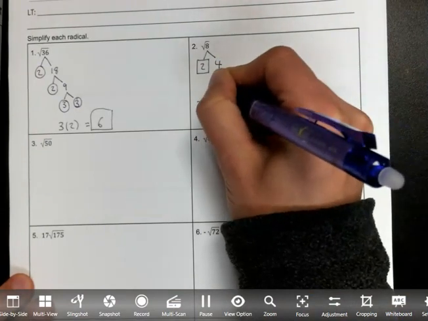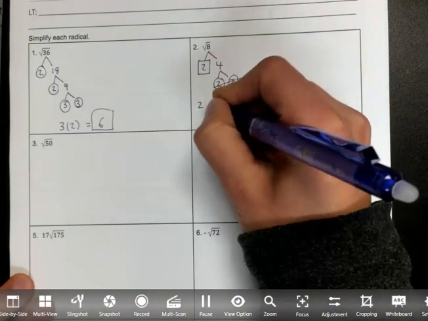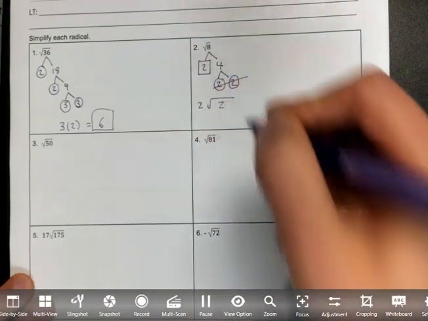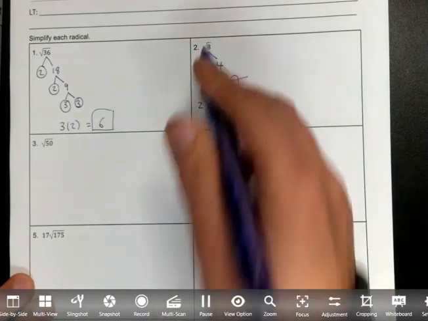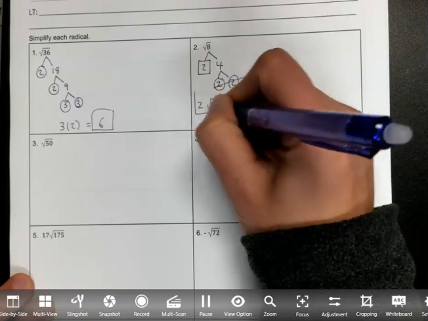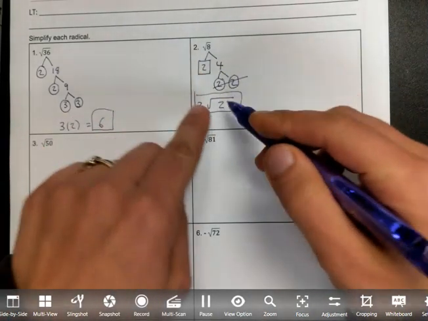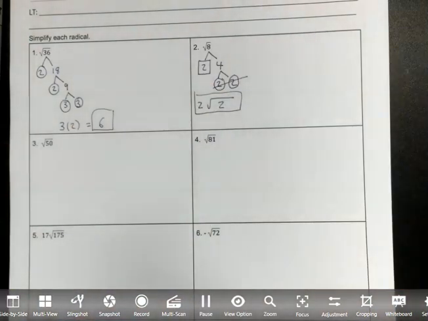That pair of 2's, I took care of that. Next, inside the box, I have a 2 left over. So the square root of 8 simplifies as 2 square root of 2. That's my answer. That stays inside the box. Pairs come outside the box.